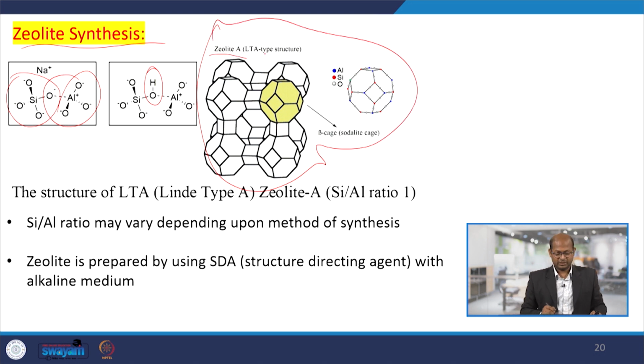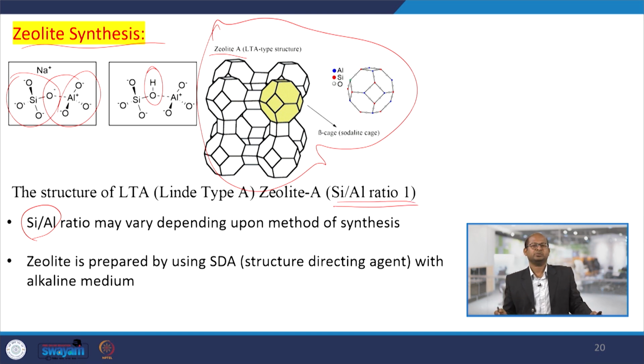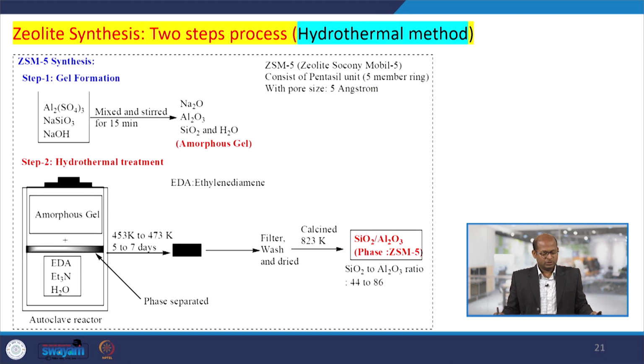Here silica and alumina are the two main components present in the zeolite, and we can change their ratio as needed. Usually we can maintain a 1 to 1 ratio, but any other ratio also can be used when we prepare the material. Okay. So, how we can synthesize ZSM-5 is using hydrothermal methods.